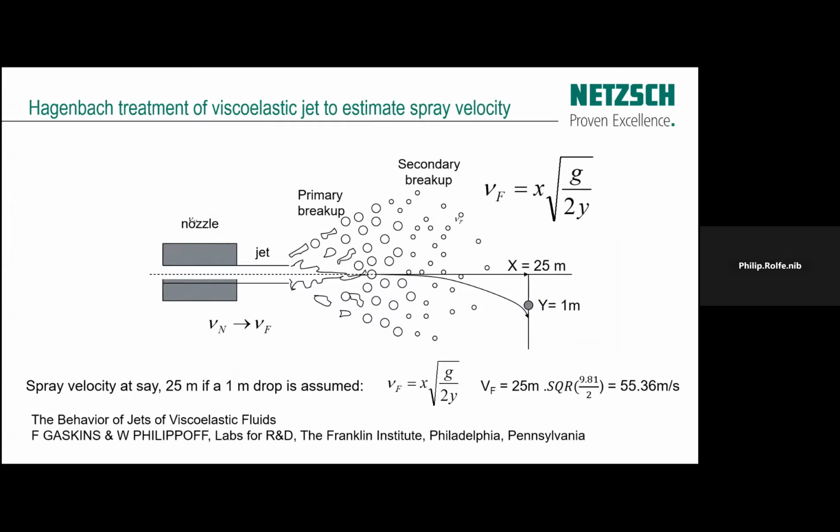There's been other approaches as well. This is Gaskins and Filippov, and he looked at time of flight or distance of flight, and you can see if you want to calculate for a certain drop, looking at 25 meters away from the nozzle, looking at a drop of 1 meter, what exit velocity would you need for the nozzle? And there's a calculation for that. So in this case, it would be 55.36 meters per second. So we can calculate exactly how far and how much that plume will spread or drop as it leaves a nozzle.